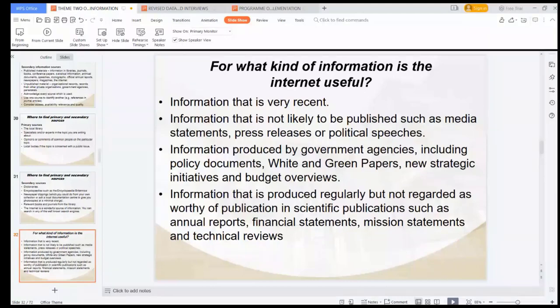The internet is also useful for information that is produced regularly but not regarded as worthy of publication in scientific publications such as annual reports, financial statements, mission statements, and technical reviews. I think we are all aware of these.